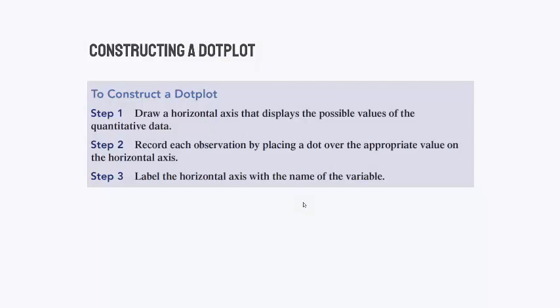So the first thing you're going to do is draw a horizontal axis that displays the values of the quantitative data. Okay. Then the next thing you're going to do is record each observation by placing a dot over the appropriate value on the horizontal axis. And then the last thing you're going to do is label the horizontal axis with the name of the variable.